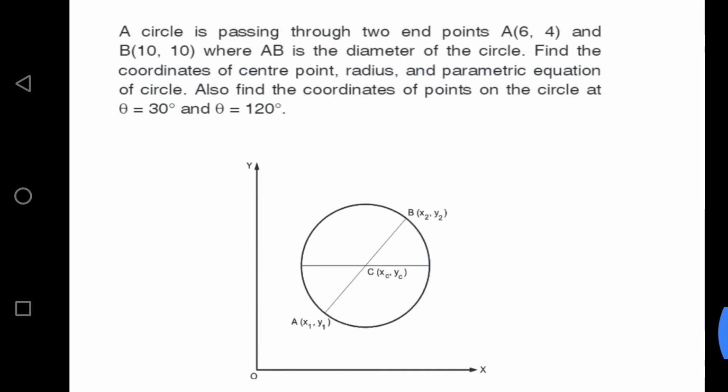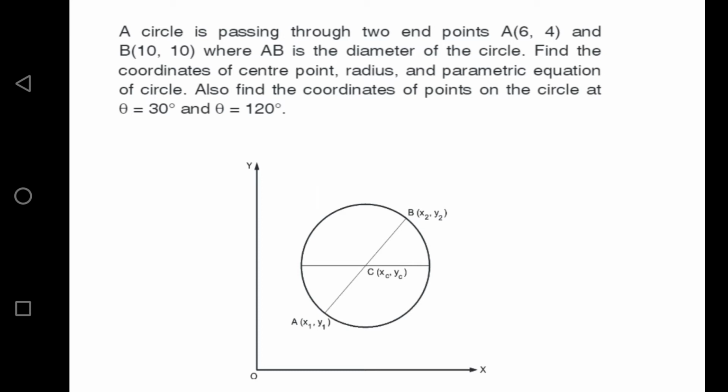Let's go to the next problem, which is quite important and quite complex. So this goes like this. A circle is passing through two endpoints, A (6, 4) and B (10, 10), where AB is the diameter of the circle. Find the coordinates of the center point, the radius and the parametric equation of the circle. Also find the coordinate points on the circle at theta equal to 30 degrees and theta equal to 120 degrees.